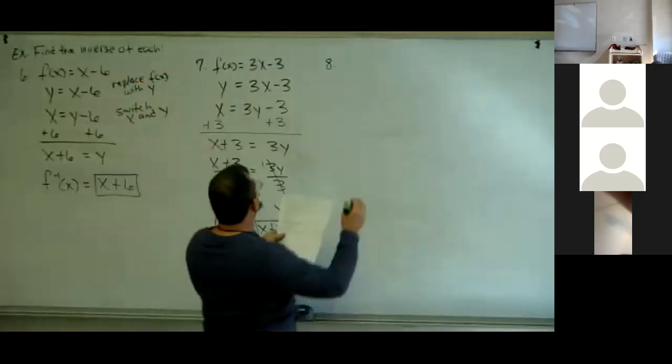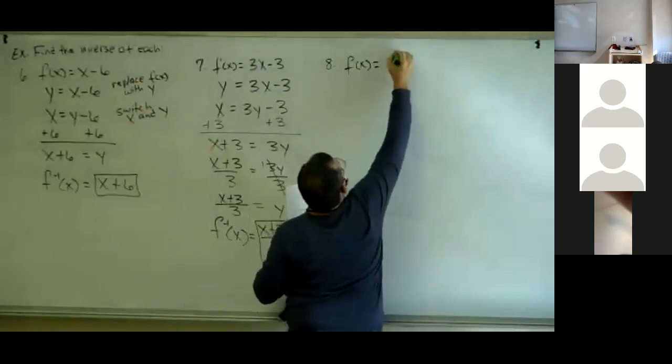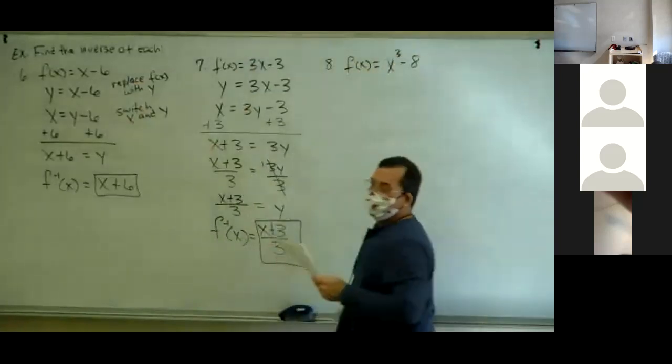All right, y'all. F of x equals x cubed minus 8.